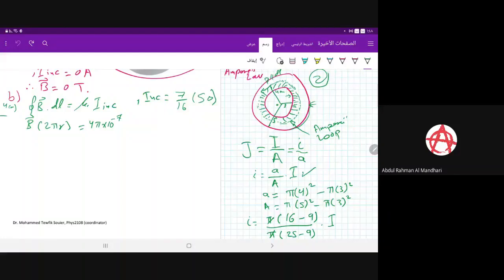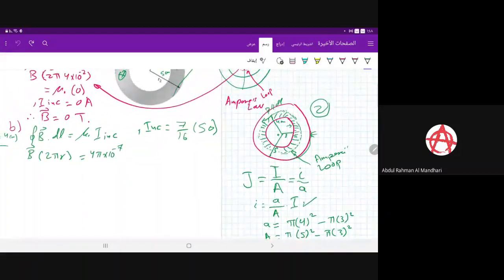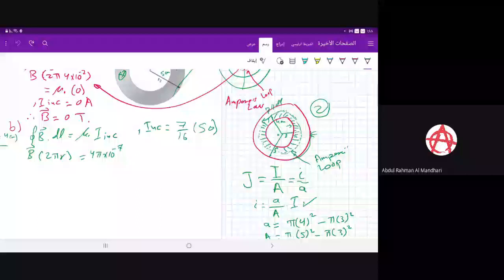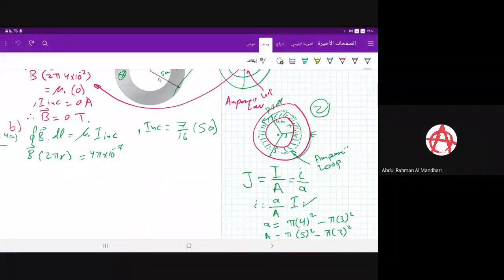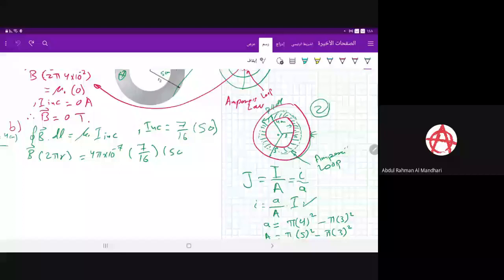So this is actually the I enclosed that I should take care about. It's not the whole current, it is the current that's moving in that portion, that small area surrounded by the Amperian loop. So this will be 7 over 16. And I shouldn't worry about the centimeter squared there, because it will be on the top and down, it will cancel. That will be very easy for me. It's not that difficult. But what I should take care about is this one here.